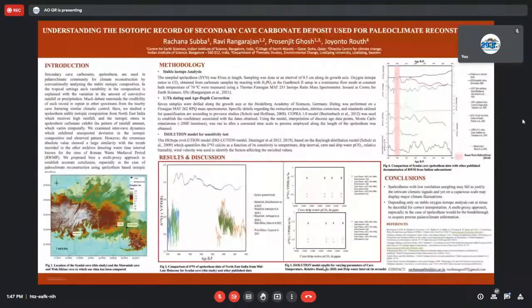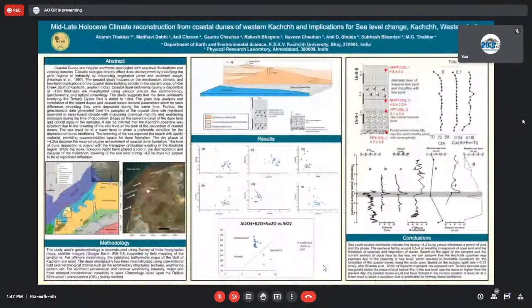Okay. Thank you, Ms. Rachna. Now we'll go for the next poster presentation, and this is by Mr. Adarsh Thakkar. The other group members are Madhvi Dhabi, Anil Chauhan, Gaurav Chauhan, Rakesh Bagora, Naveen Chauhan, Anil D. Shukla, Subhash Bandari, and Professor M.G. Thakkar. The title of the poster is Mid-Late Holocene Climate Reconstruction from Coastal Dunes of Western Kutch and Implications for Sea Level Change, Kutch, Western India. So, over to you. Thank you so much.